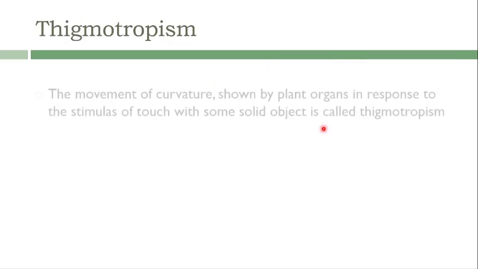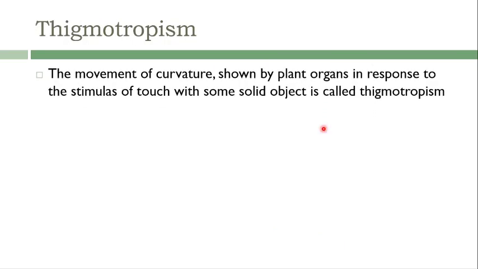So we are not going to discuss the mechanism of hydrotropism, and now we are discussing thigmotropism. And what is thigmotropism? It is the movement or curvature shown by plant organs in response to the stimulus of touch with some solid object is called thigmotropism. So this is the definition.